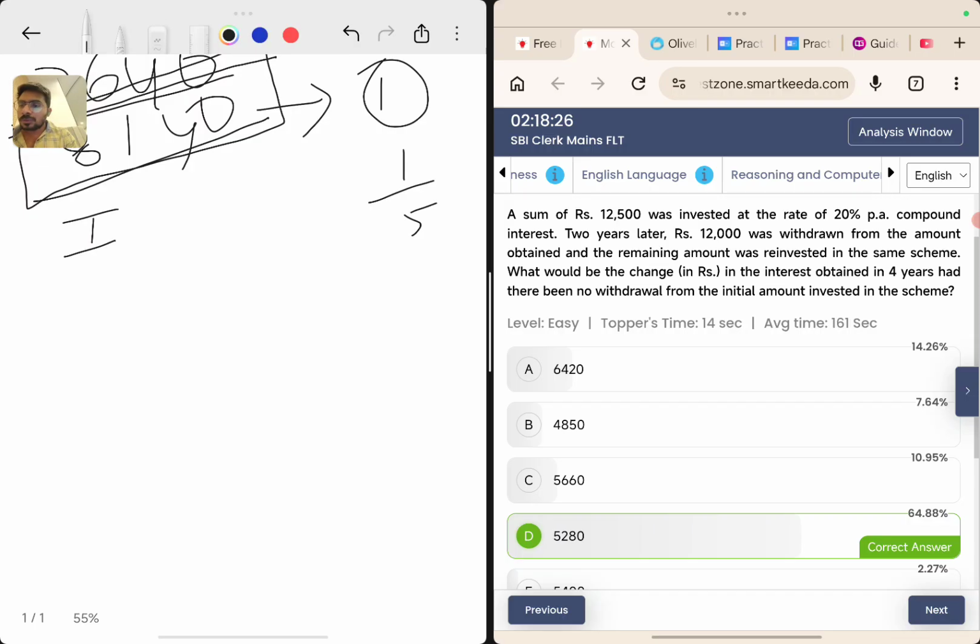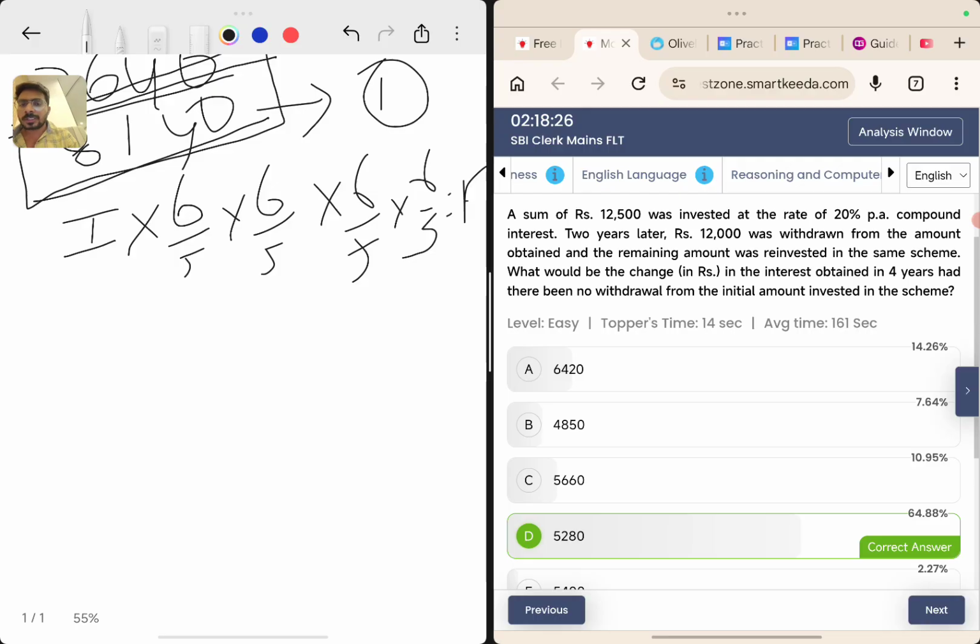I already told you initial amount is I. 4 years means 6 by 5. 6 by 5. This is the direct approach. So we used to learn it in the percentage chapter. 6 by 5, 6 by 5 is equal to the final amount.